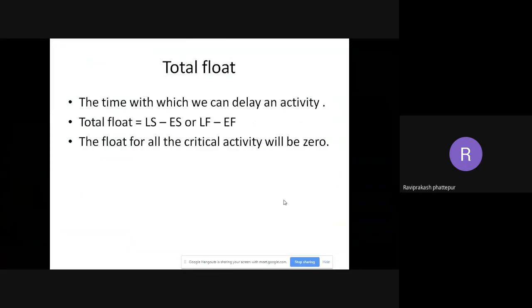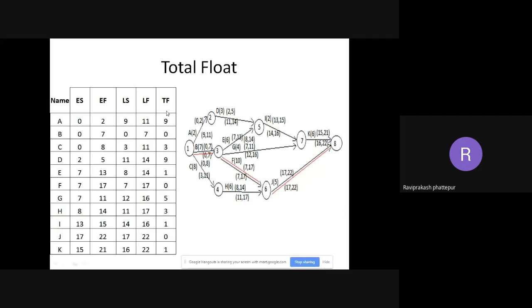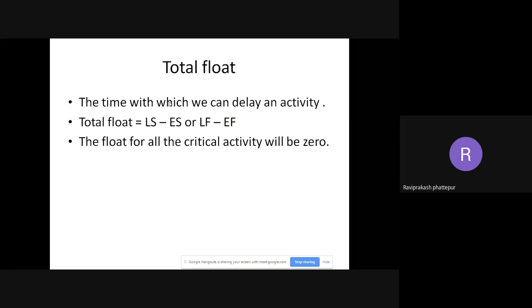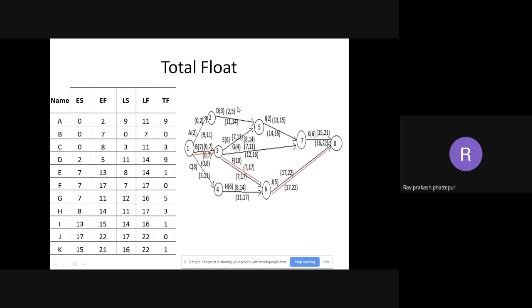Okay, so in the previous sum, we had found out total float. So if you see our TF, that is total float. So what is total float? We had explained in the previous class as well, but once again for you to remember. The total time with which we can delay an activity is called the total float, the additional time that is required.